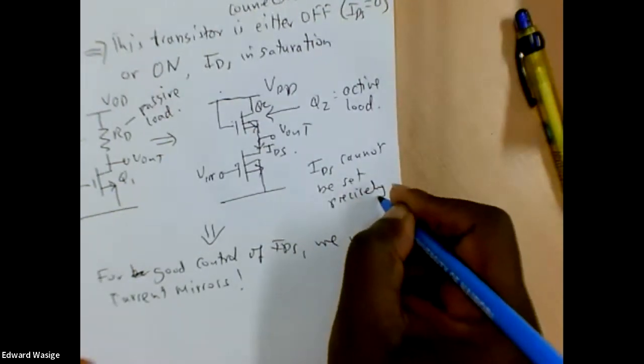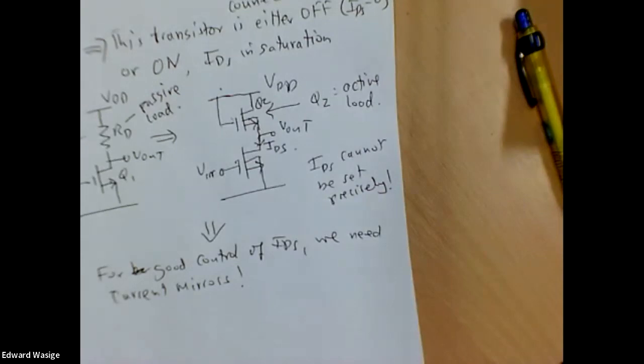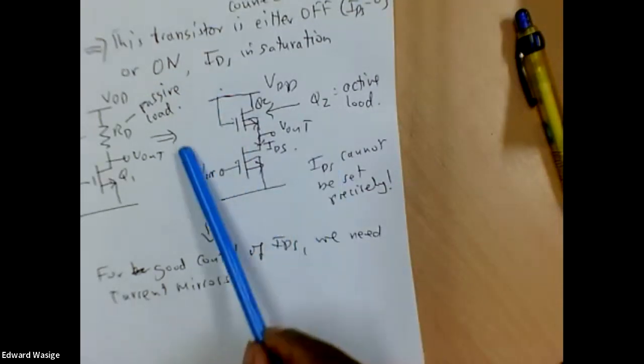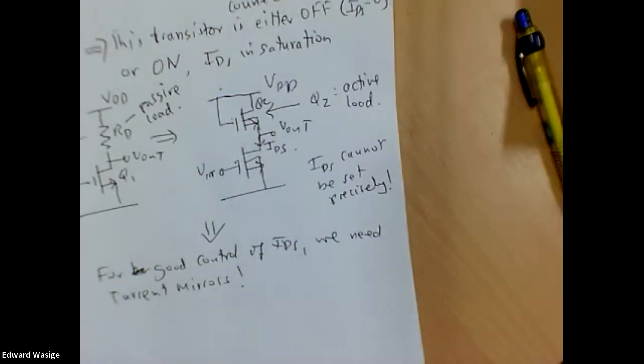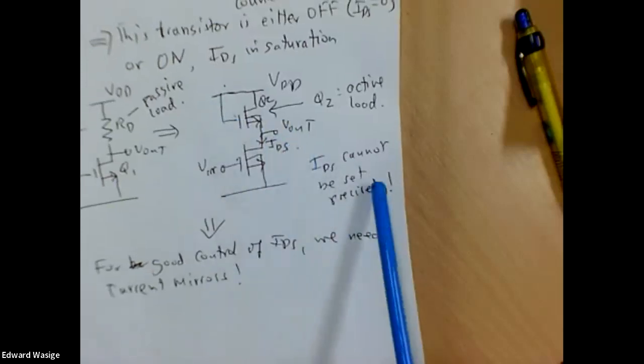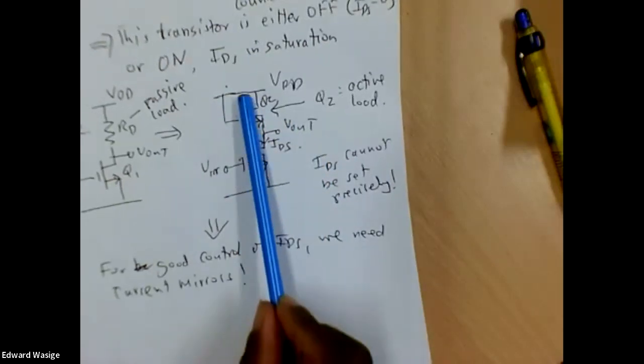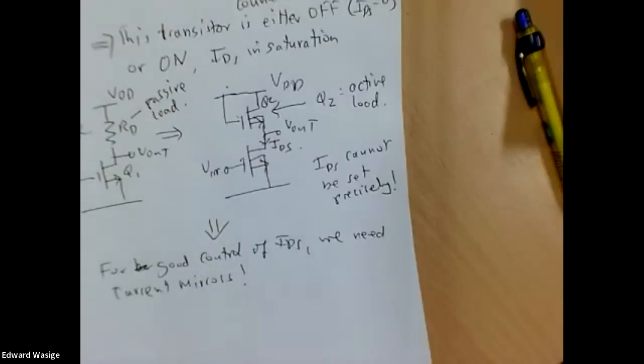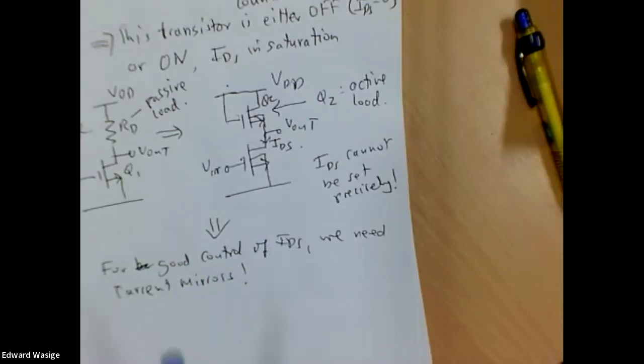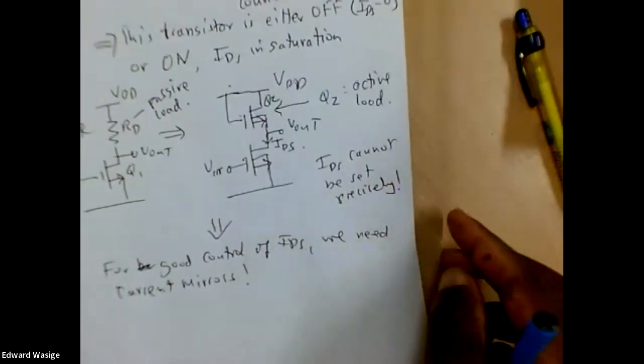We cannot set IDS to a value that we really want. So it's okay for teaching, but it's not a practical circuit. For us to be able to set the bias current flowing through this to a value which we want, we need to understand what current mirrors are, and we'll see how they feed into that. So, the current mirror.